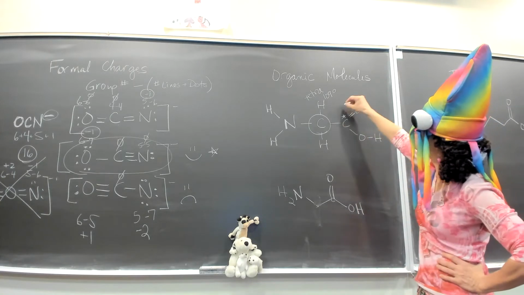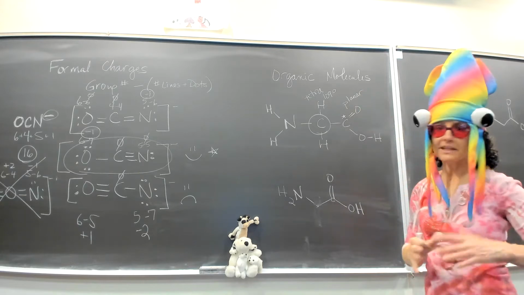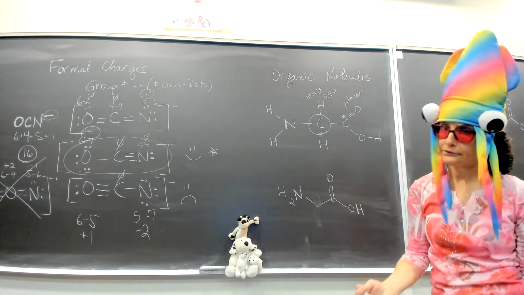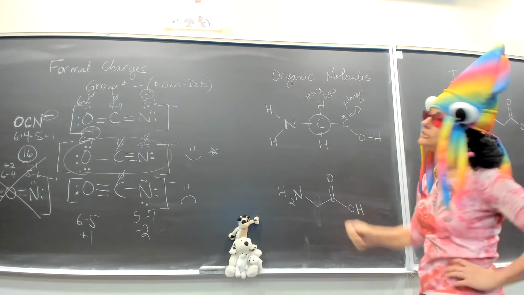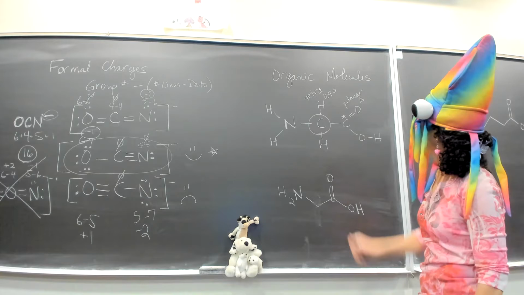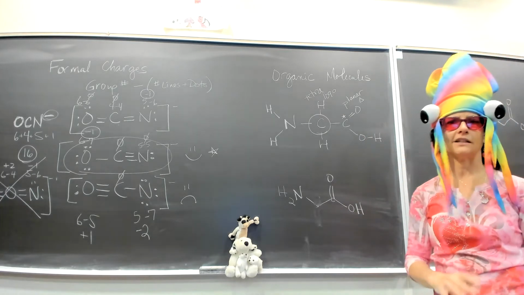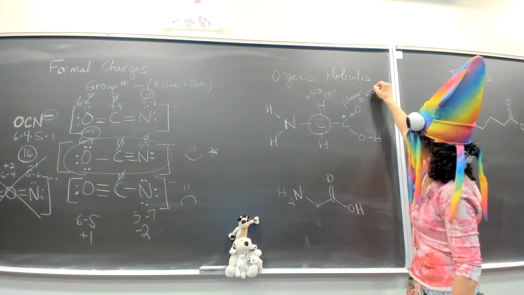So 1, 2, 3 means it is planar. Don't just say planar, because planar just means flat. So we have planar square, we have linear. This is a planar triangle. And don't just say triangle, because we have the pyramid that's a 3-dimensional triangle. So we want both those words there. It's a flat triangle, 120 degrees.